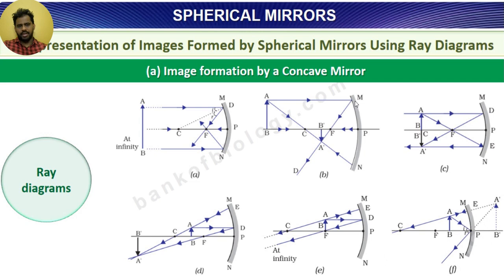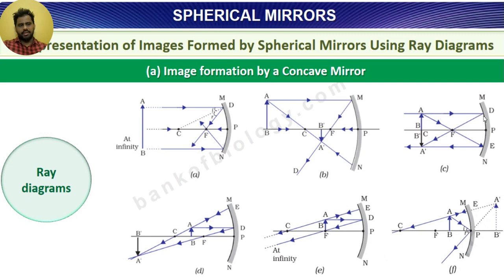One ray will hit the concave mirror and go through the focus. The other will pass through the center of curvature and go back. The image formed is laterally inverted, erect and diminished in size, and it is formed between the center of curvature and the focus.